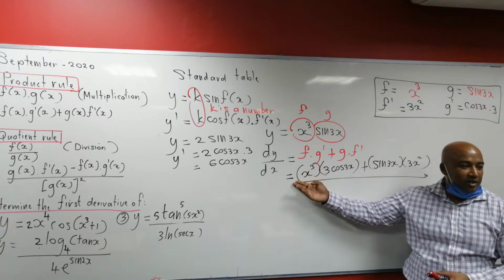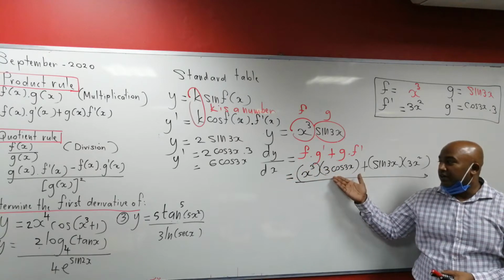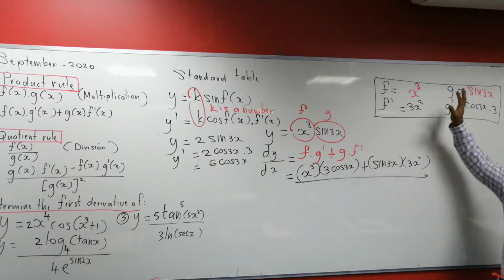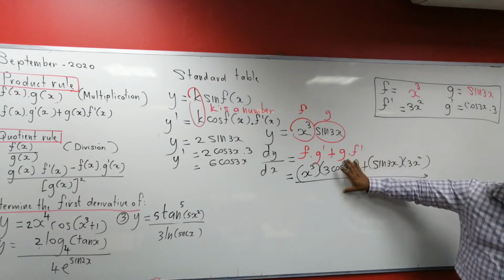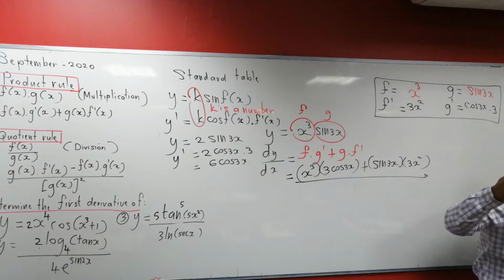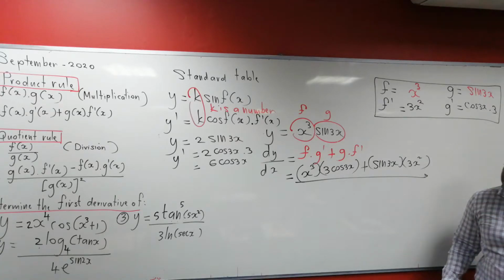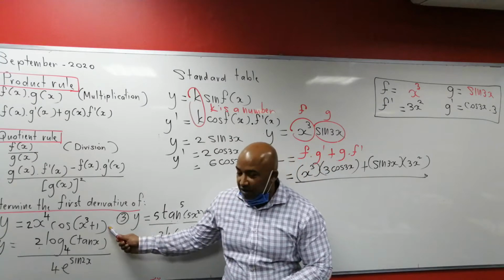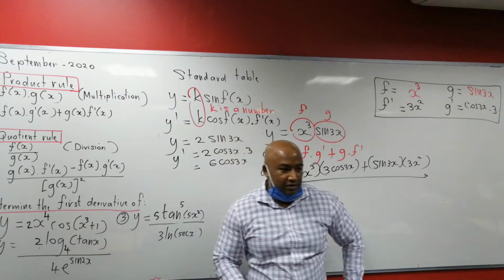3 times x cubed, so you'll have 3x cubed cos 3x. But basically, the job is done here. This is just writing down the formula, substituting into the correct place. Okay, so you're going to copy this down, and then you can attempt the first example here.